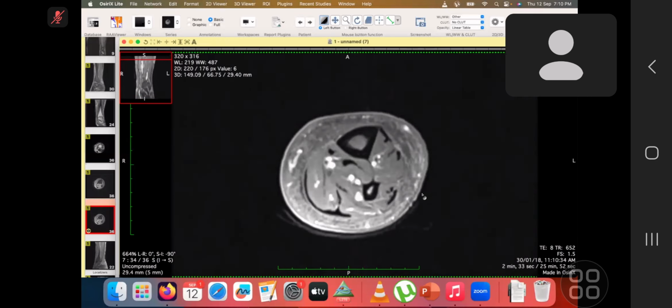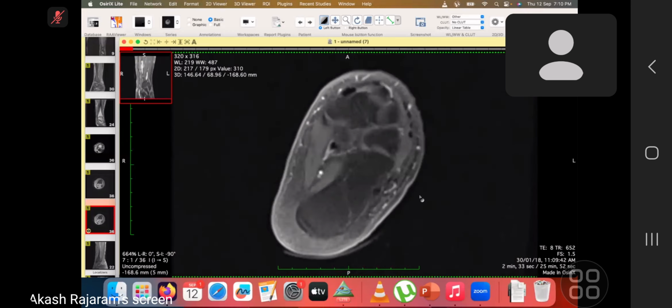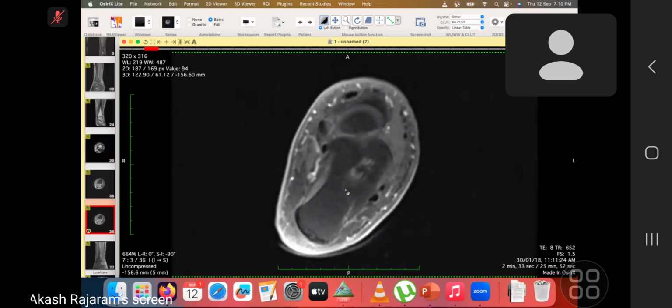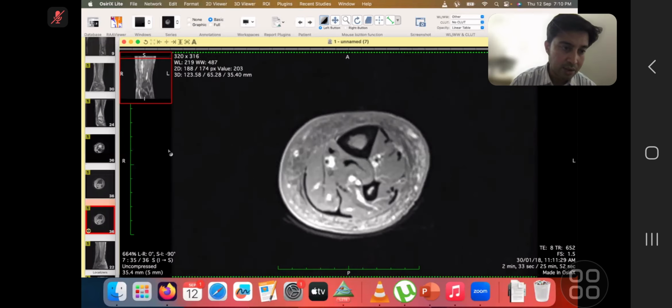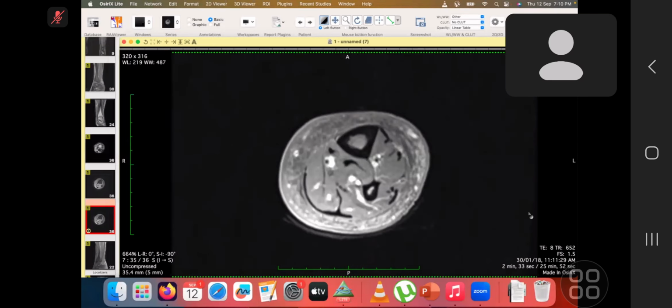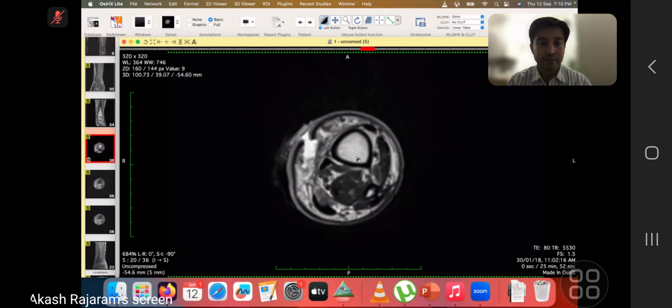So scrolling through the T2 fat saturated sequence, I could appreciate the signal changes within the calcaneus, which is hyperintense. Just 1 second, I'll show you the other sequence also. Yeah, you can see this one is better.